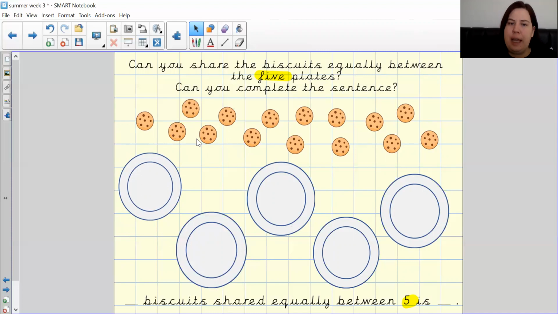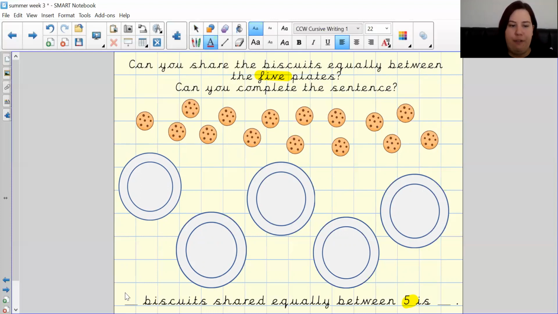So the first thing I'm going to do now is to count how many I have. 1, 2, 3, 4, 5, 6, 7, 8, 9, 10, 11, 12, 13, 14, 15. So I have 15 biscuits and I want to share them between 5. And here's my 5 plates.